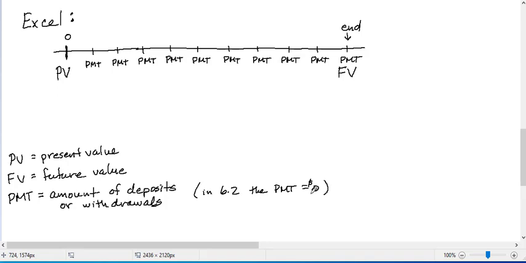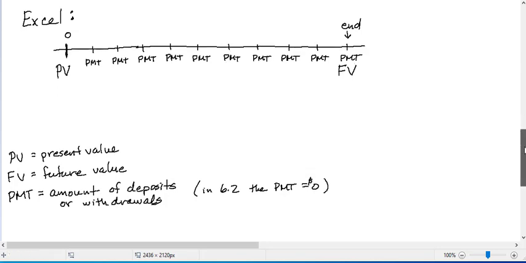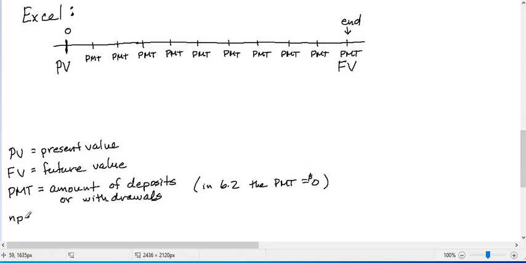In section 6.2, the payment is always 0. We're not adding in any extra deposits or taking out any withdrawals. But that will come into play in 6.3 and 6.4. Then we have an N per, which is the total number of periods, which is the same as saying the total number of payments that are made. So how many of these extra payments did we have, or how many arrows did we have advancing the money?